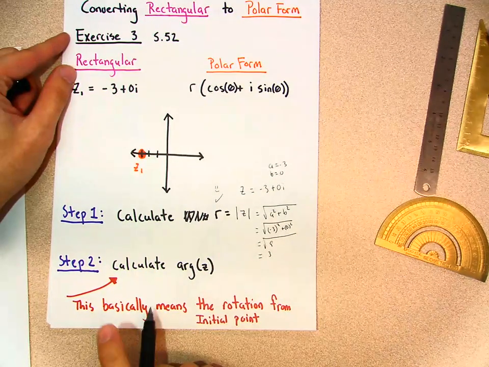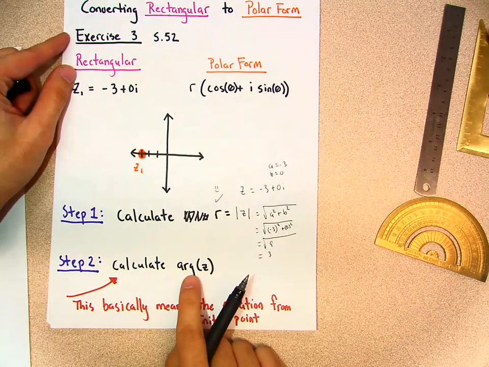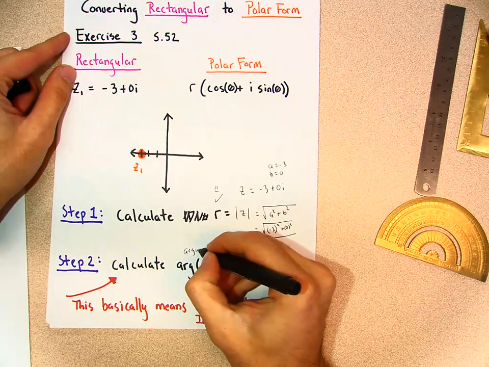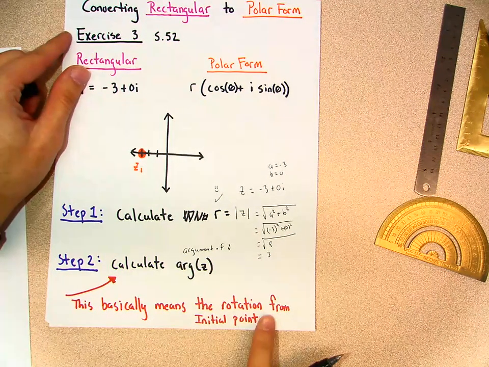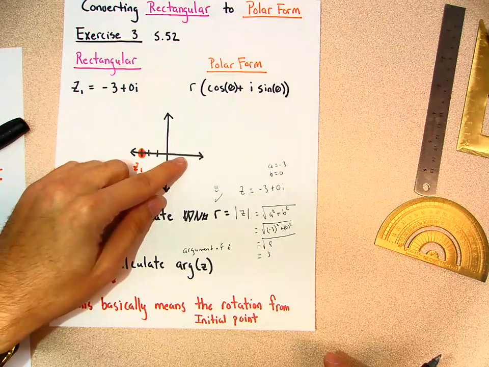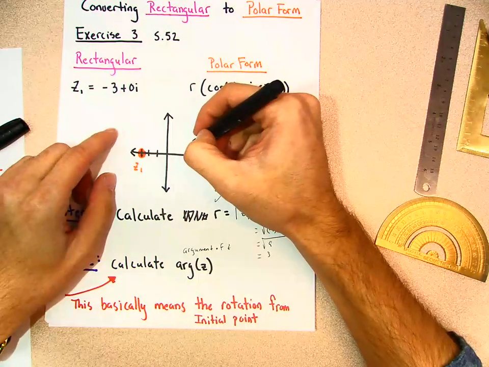We got r. Now it says calculate the argument of z. What did we say before? This basically means the rotation from the initial point. And don't forget that we always start from here.